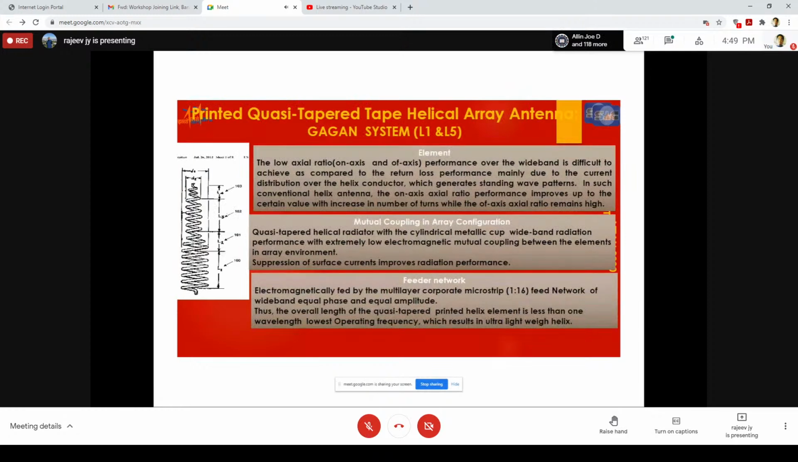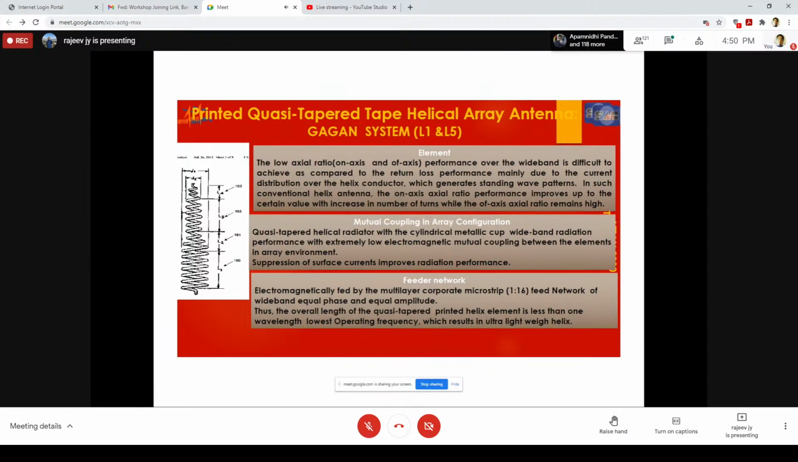Okay, so I'll go to the next. This is very primitive. You see, the helix array antenna is one system which people have been using since ages. If you see any old book, it will talk about it. This is the one we developed for L1 and L5. L1 and L5 are two frequency bands, 1.2 gigahertz and 1.5 gigahertz, required for developing a single helix which can work in two bands. Within L band, these are two bands which are nearly 23% apart.